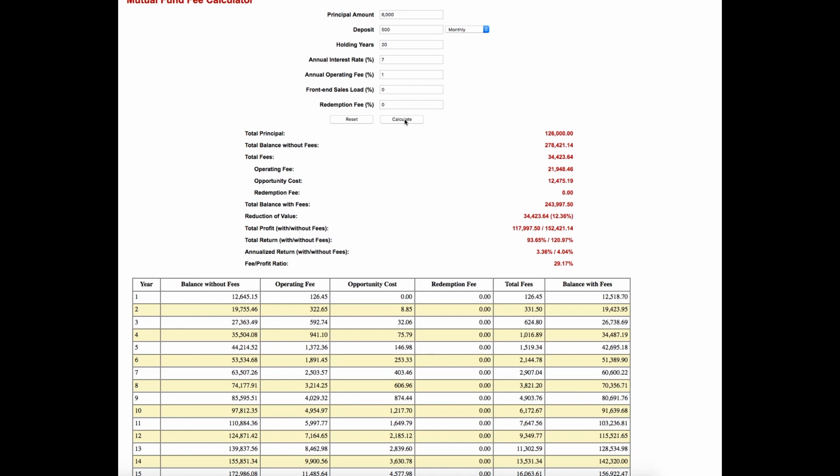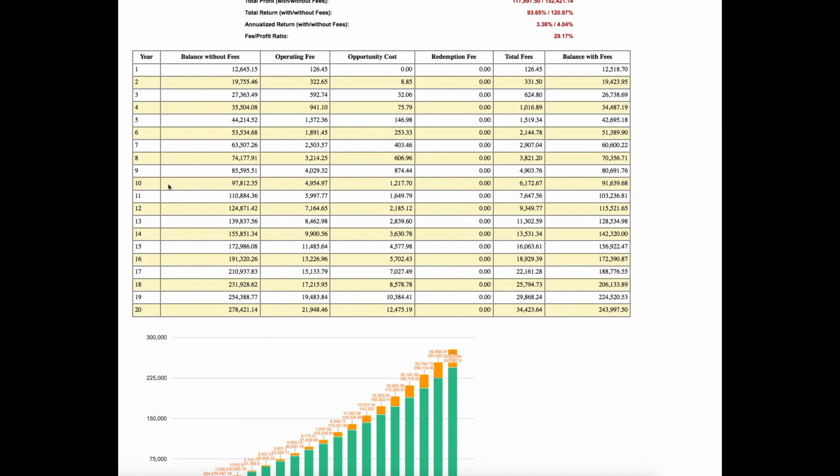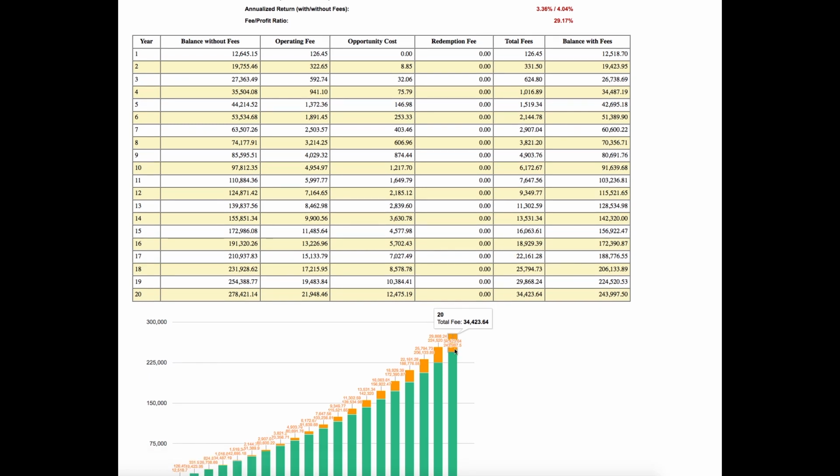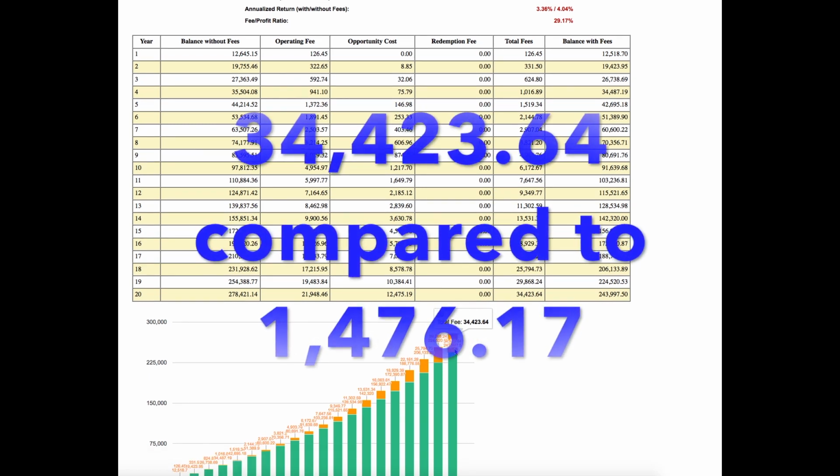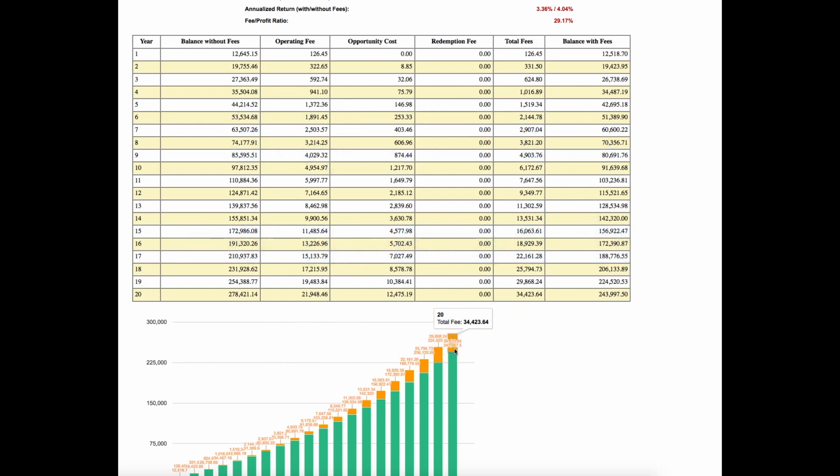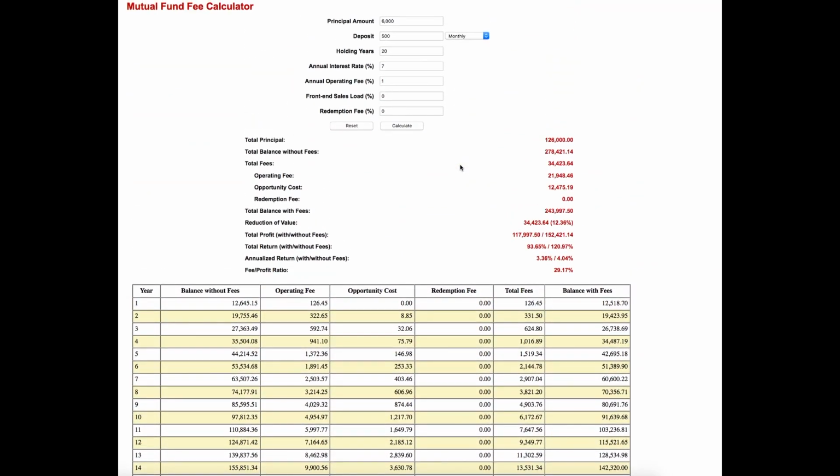So with 1%, after 10 years, he's already paid $6,172 and change in fees. After 20 years, he's paid $34,423.64 in fees, and his total has gone all the way down to $243,997.50. That is a big difference, you guys. This is why I tell you fees are important.